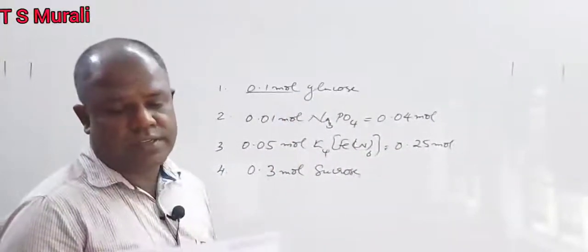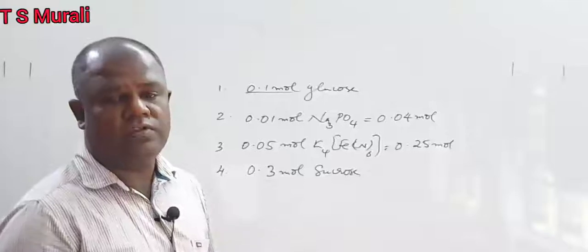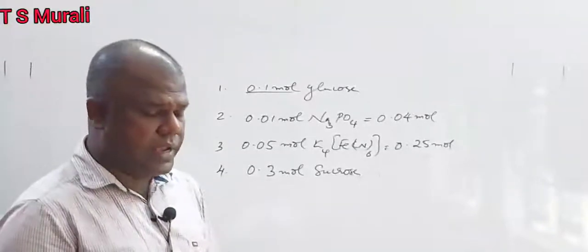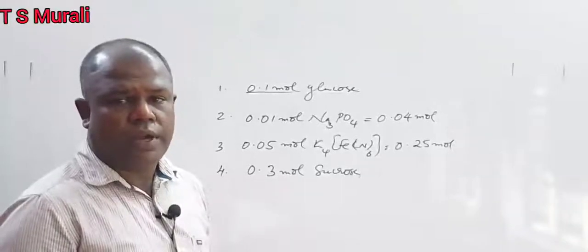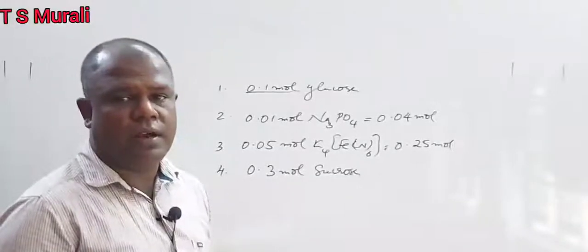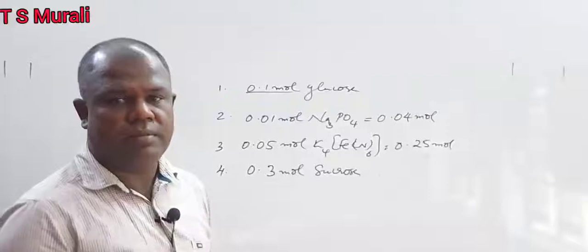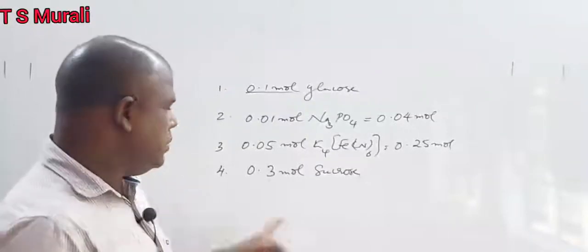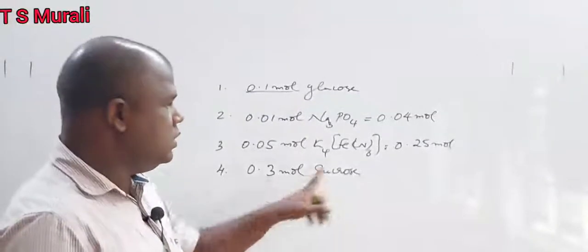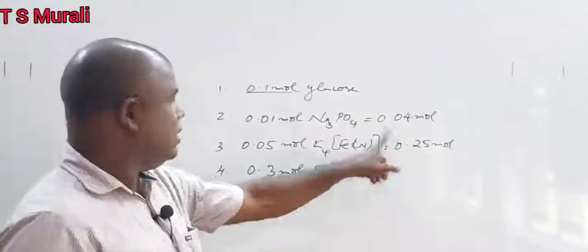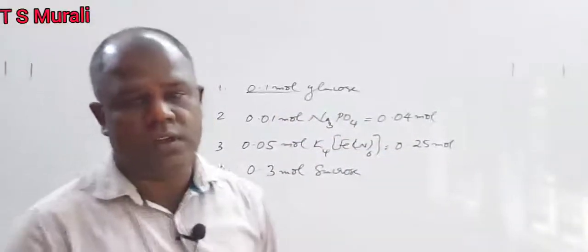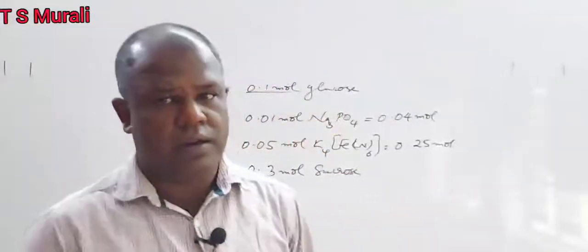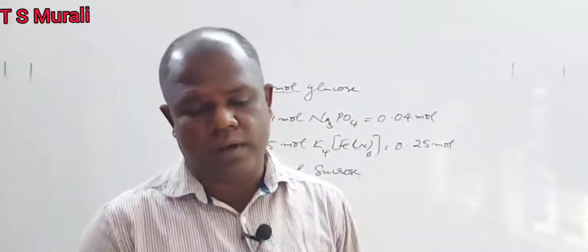Since the question asks for the correct decreasing order of the boiling point, what is the colligative property connected to boiling point? Elevation of boiling point. Higher the number of particles, higher will be the colligative property, which means higher will be the boiling point. So the maximum boiling point is for 4, then 3, then 1 and finally 2. Such an option is there. You find it and submit as assignment.